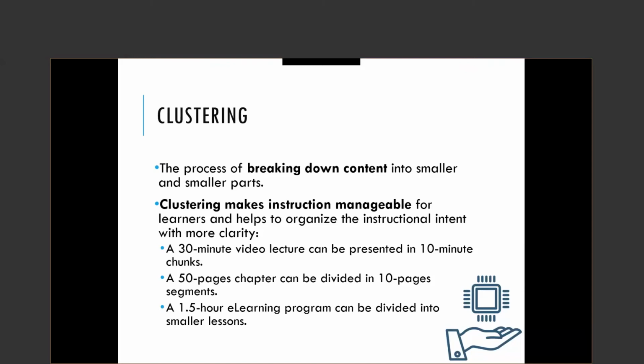Books are famous, especially textbooks at the university level, for having long chapters that sometimes the students cannot tackle in one single sitting. But generally speaking, chunking means that you're going to turn a 30-minute video lecture into 10-minute chunks. So students can take them in 3 chunks of that lecture. Divide a 50-page chapter into 10-page segments. Instead of having a 1.5-hour e-learning program, you can divide it into smaller lessons.